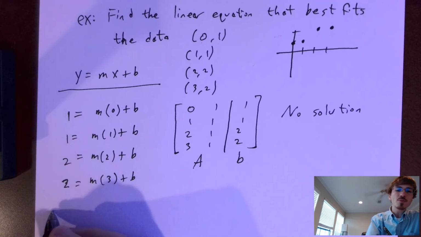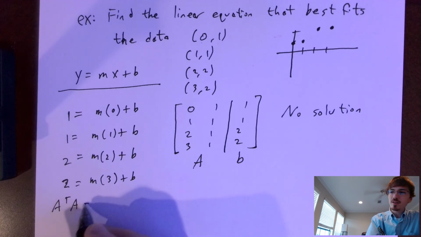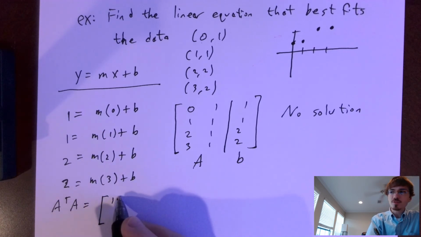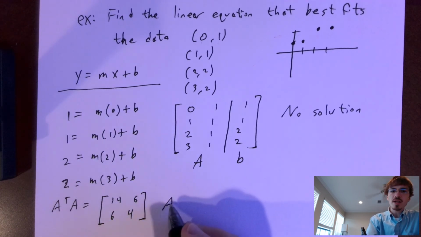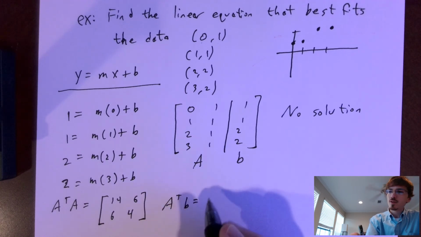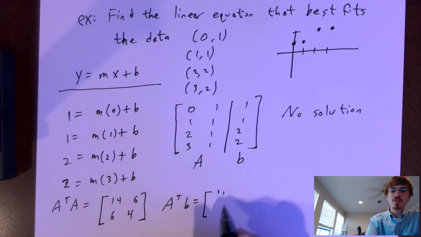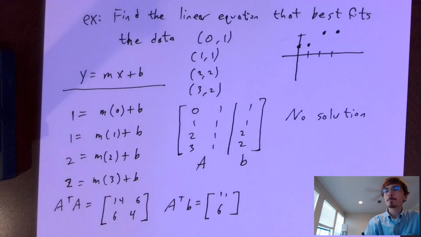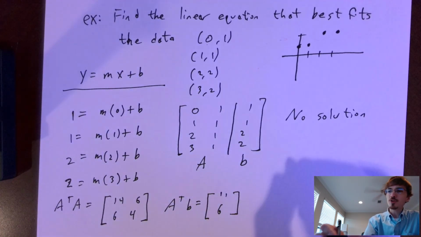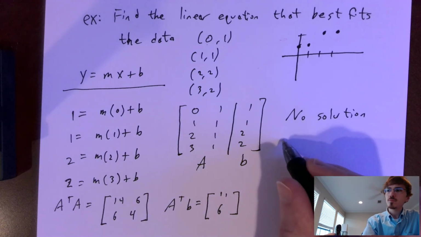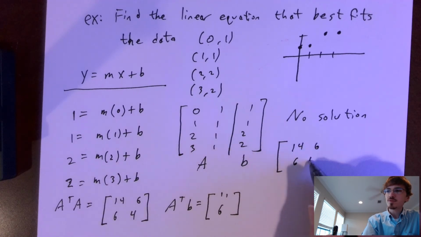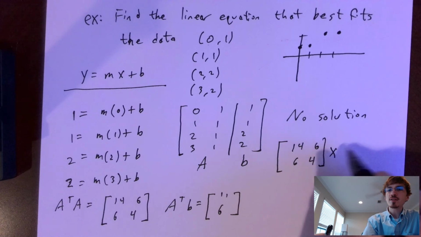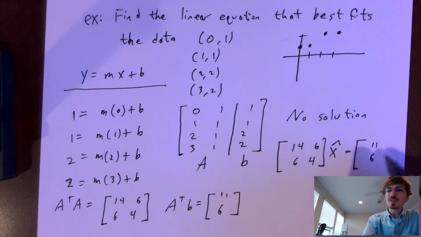All right, so I think that A transpose times A should give you the matrix 14, 6, 6, 4. The product A transpose times B should give you 11, 6. And now you want to solve the equation 14, 6, 6, 4 times some vector x hat, as we'll call it, equals 11, 6.